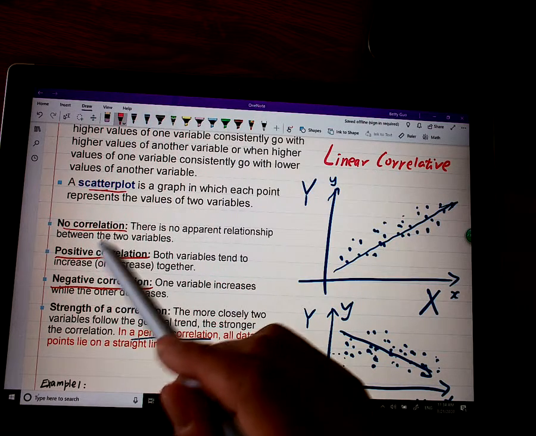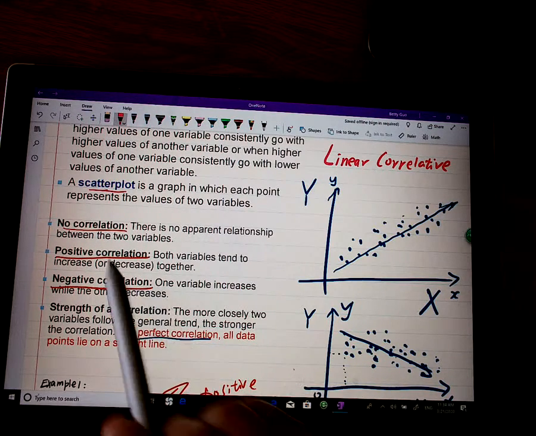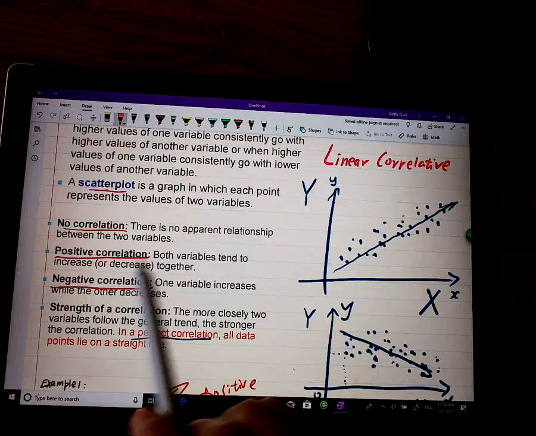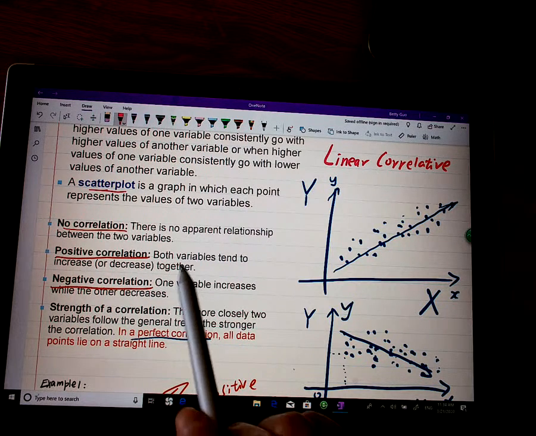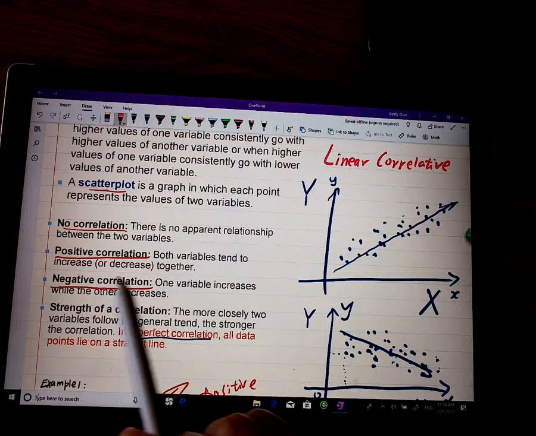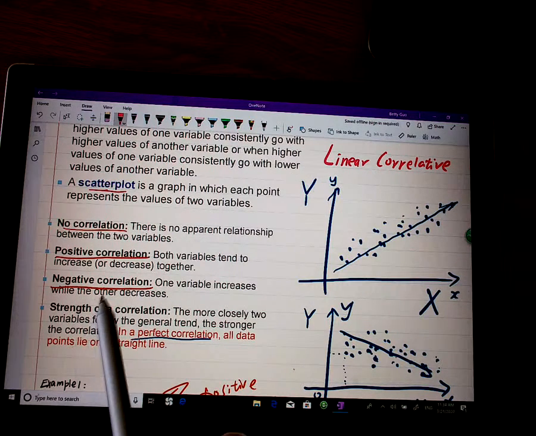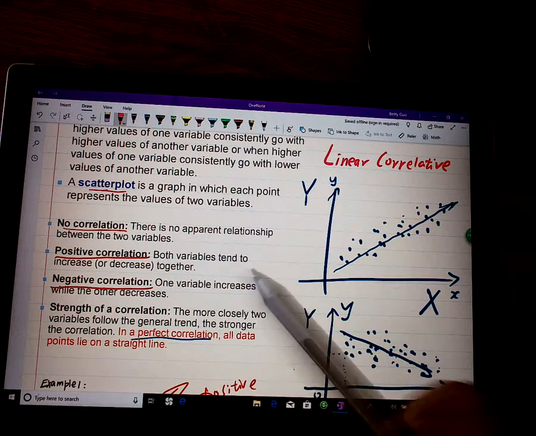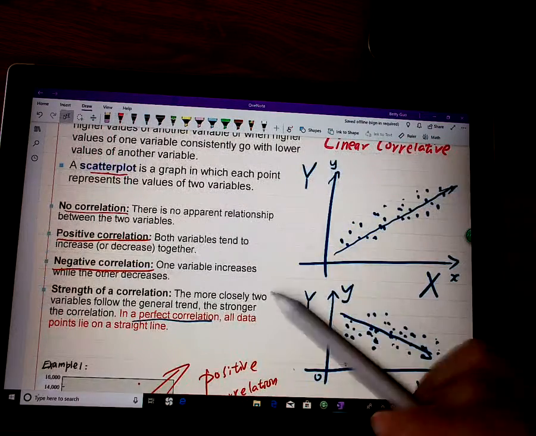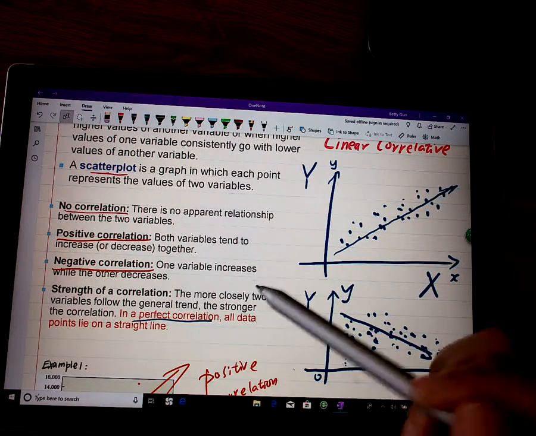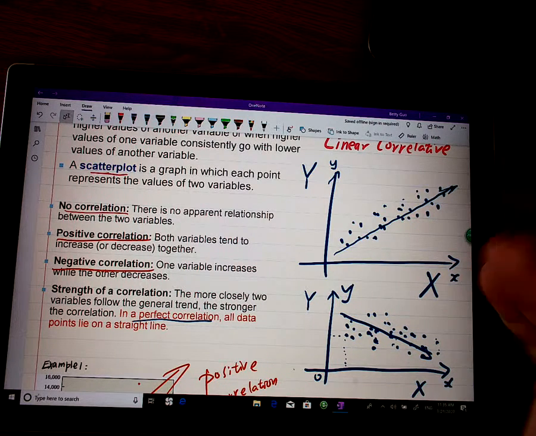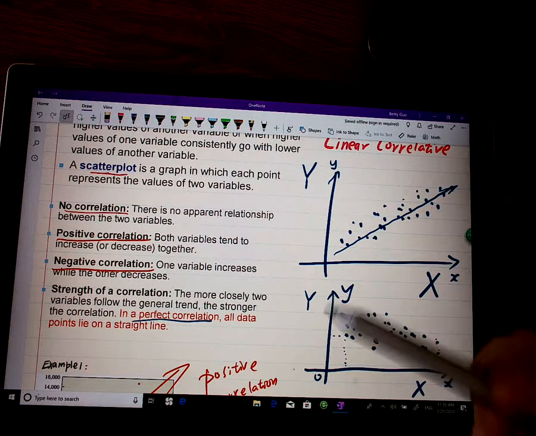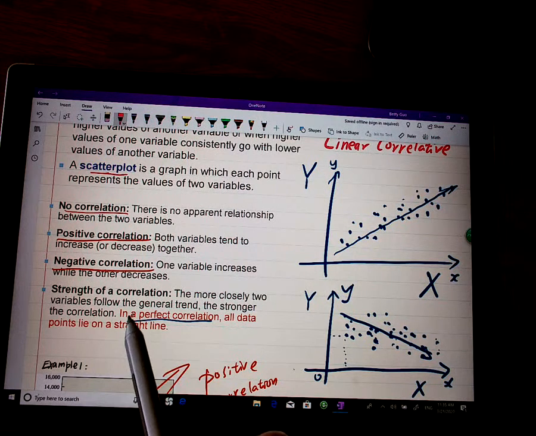Let's read the definitions for no correlation, positive correlation, and negative correlation. No correlation: there's no apparent relationship between the two variables. Positive correlation: both variables tend to increase or decrease together, like this one. Negative correlation: one variable increases while the other decreases, like this one, right? Well, now the whole section here is talking about correlation. We're going to go deeper. Not only do we need to know what a scatter plot is and what a positive or negative correlation is, we also have to know how to measure the strength of a correlation.